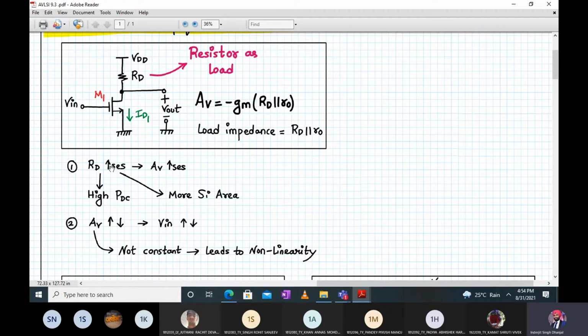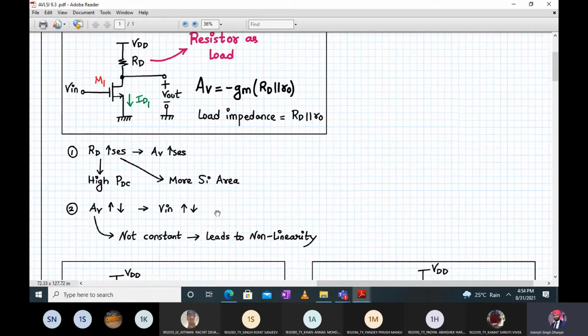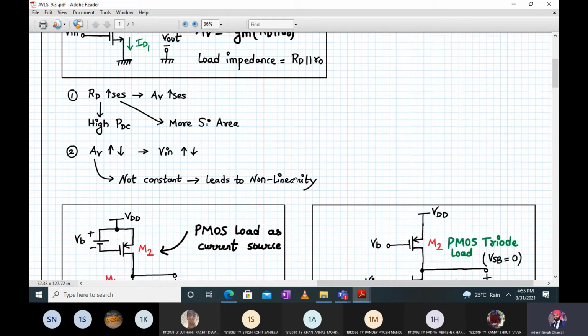But if I increase the value of RD, I will have a high power dissipation and more silicon area, right? And also my voltage gain increases or decreases with the input. My voltage gain is not constant, which will lead to non-linearity. We have seen this point before.